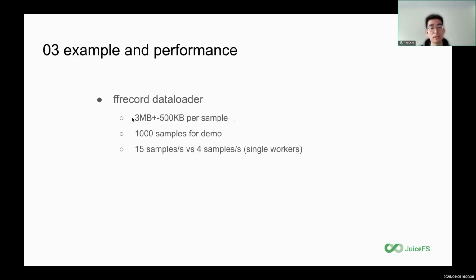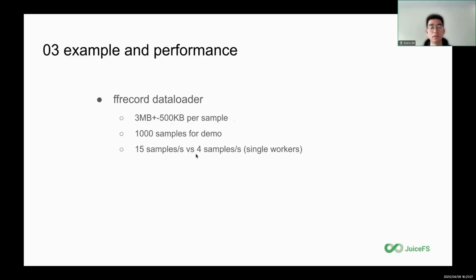This generated a dataset where each sample is approximately 3 megabytes plus or minus 500 kilobytes, with a total of 1000 samples. Finally, using the Python SDK to load, we achieved a throughput of 15 samples per second, whereas the official version using FFRecord achieved 4 samples per second.